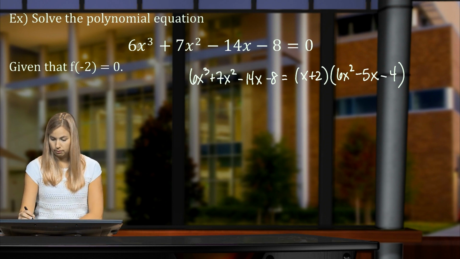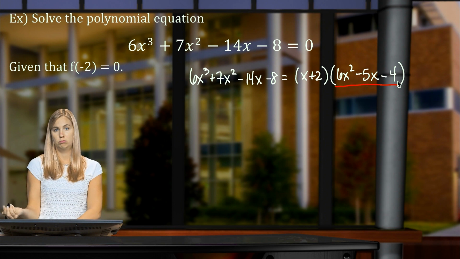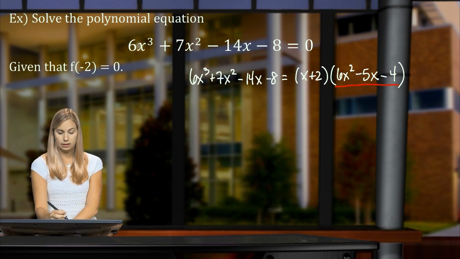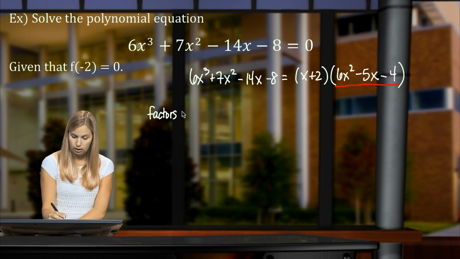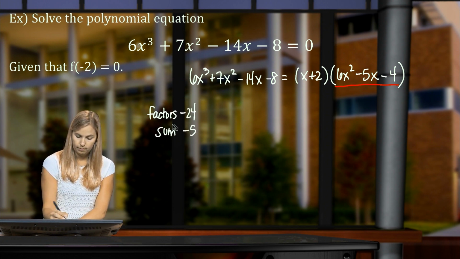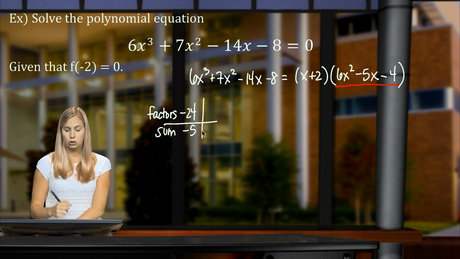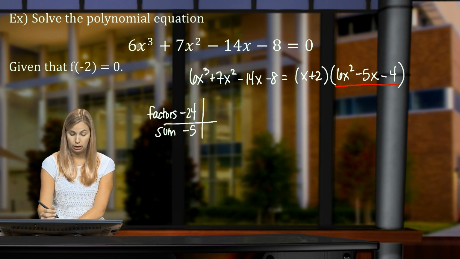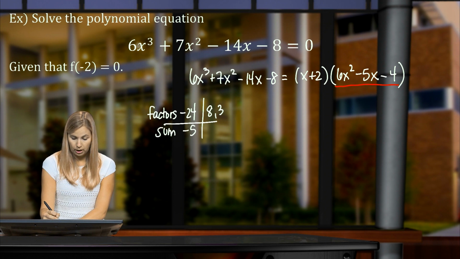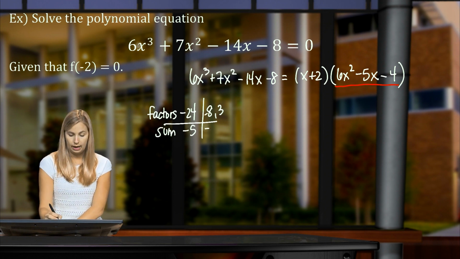Well, now we see that this is just a normal quadratic trinomial. We can factor that. We might use the AC method, so I'm going to go over here. We need factors of a times c, or factors of -24 that sum to -5. So 6 and 4, no. 12 and 2, no. What about 8 and 3? 8 and 3 might get us where we need to be. We want a -8 and a +3 to get -5.